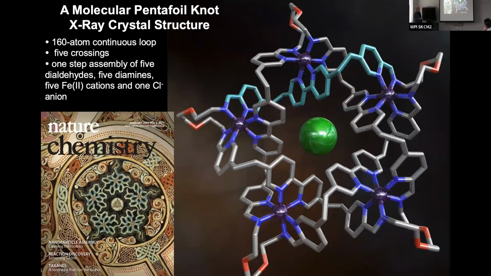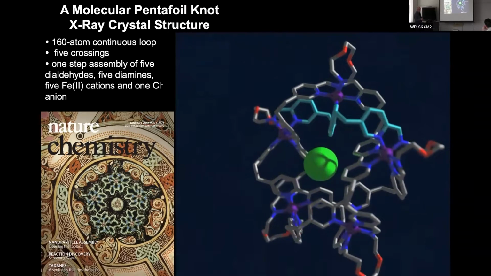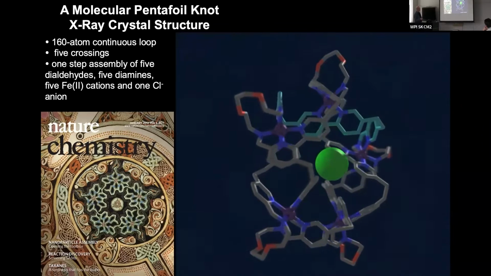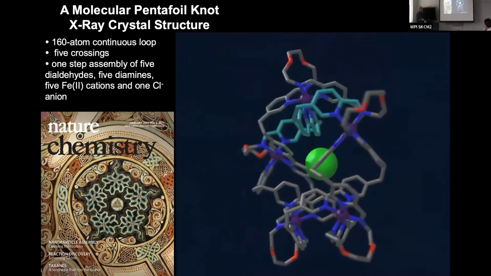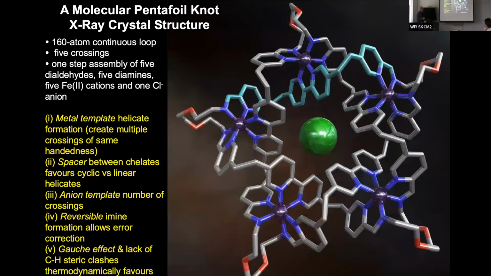It's got 160 atoms in that continuous loop, and it's made in one step from this self-assembly reaction of 5 of those dialdehydes, 5 of those diamines, 5 of these iron cations, and 1 chloride ion held in the middle that templates its assembly. And if we rotate the crystal structure, you can see this lovely double helix that's formed from the ligand around the metal ions. And even though this is a simple assembly process, it belies the complexity that's involved in the design that leads to the assembly of the knot.